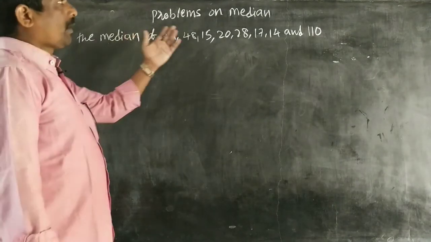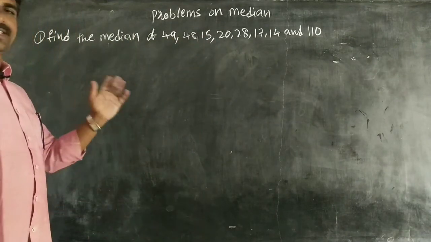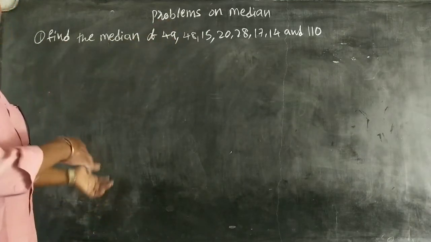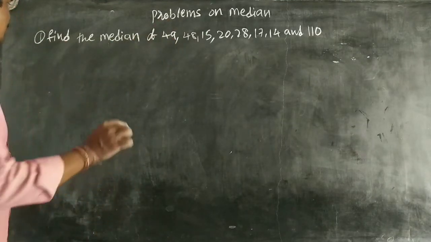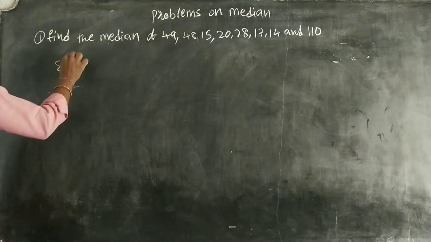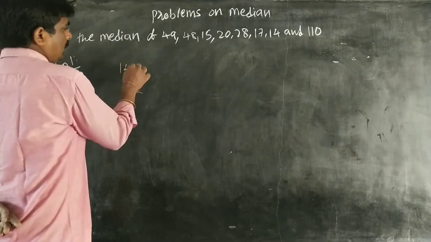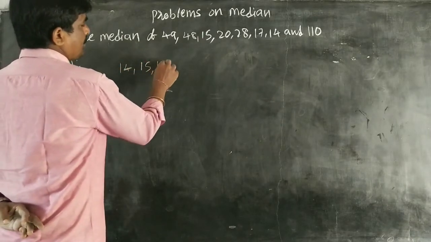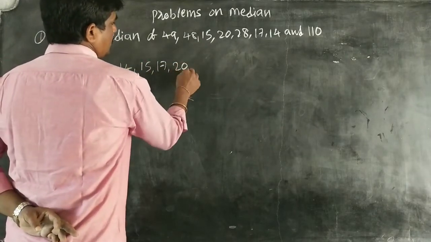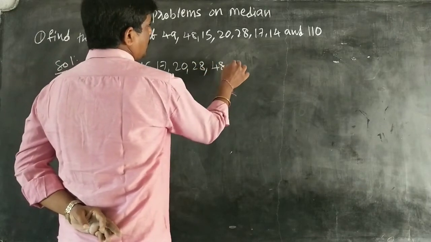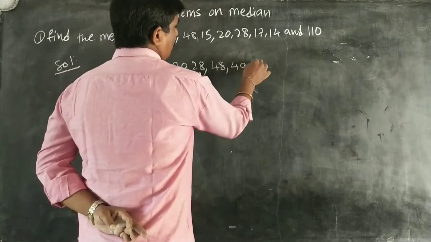Next, problems on median. These are very easy. Find the median of the following data. So write them in ascending or descending order. Solution: I am writing ascending. So 14, next 15, next 17, 20, 28, 48, 49, 110.